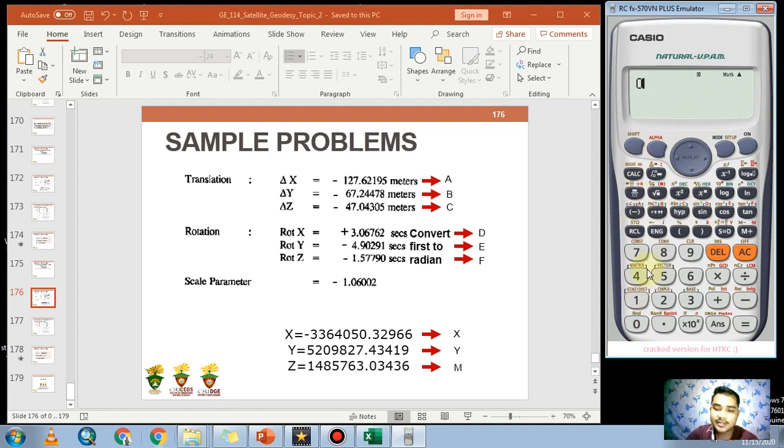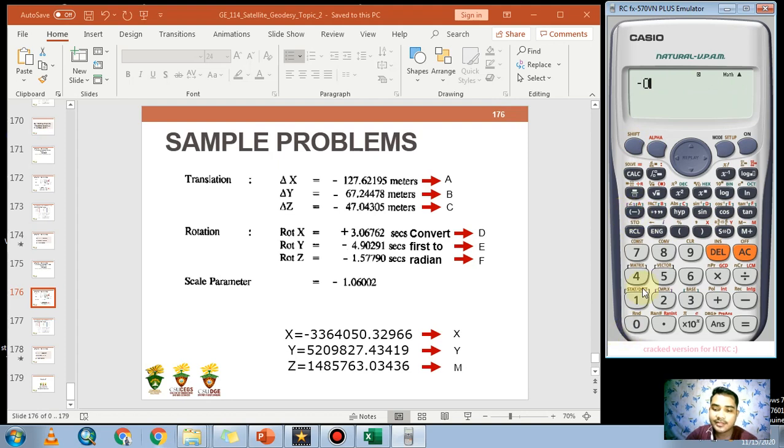Next is 0 degrees, 0 minutes, pila man, negative pala class. Negative 0 degrees, 0 minutes, and pila man ka seconds, 4.90291. Sakto ba? Yes, degrees times pi over 180. So, we have a value of this one. Ato siyang i-store sa E.